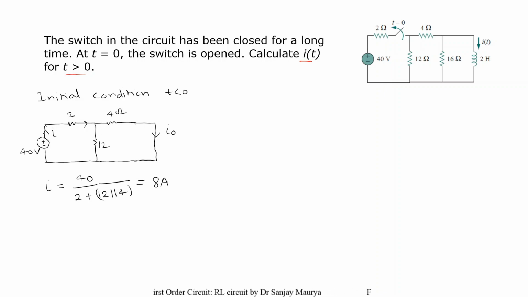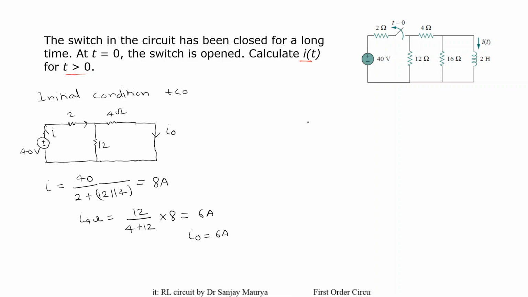Now using the current division law, I can find out the current in 4 ohm. Current in 4 ohm will be 12 divided by 4 plus 12, into 8. This will be equal to 6 ampere. So this is the initial condition. Initially the current in the inductor is 6 ampere.